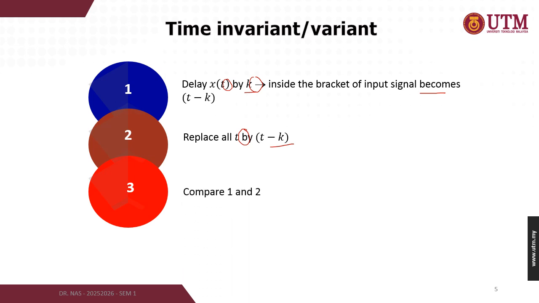And the third step, you need to compare the equation in step 1 and the equation in step 2 to identify whether the system is time invariant or variant. If 1 equals 2, the system is time invariant. If 1 is not equivalent to 2, it is time variant.